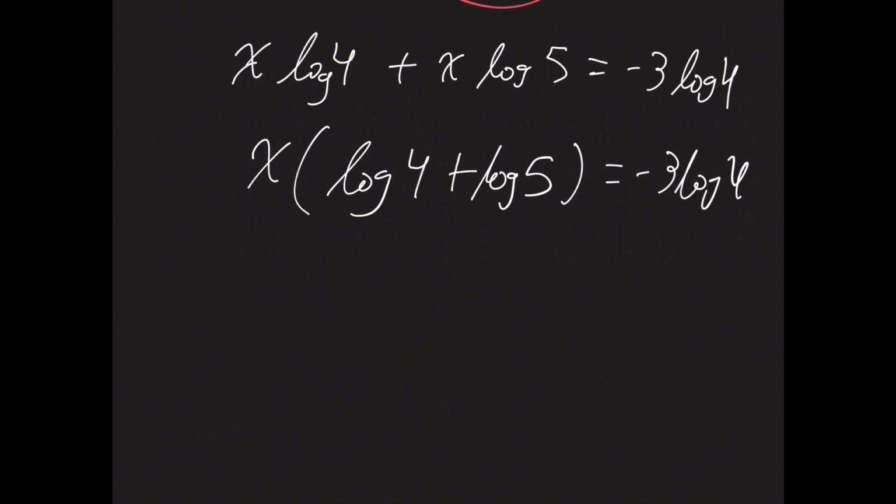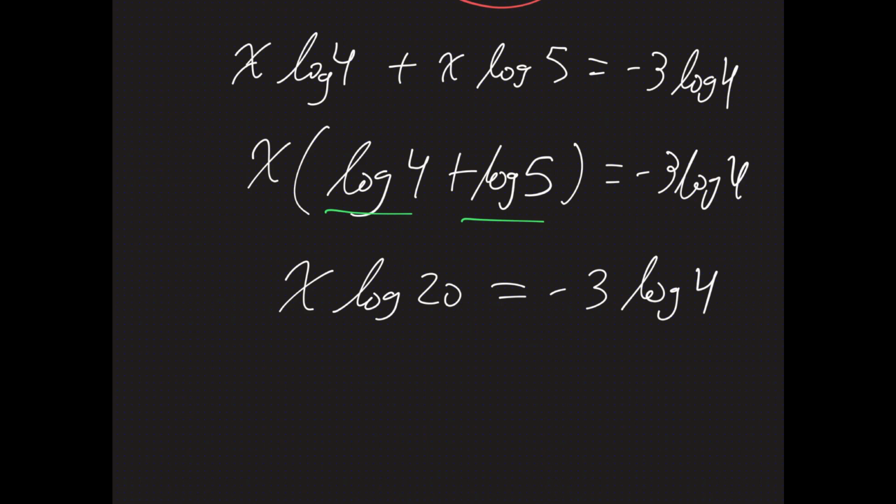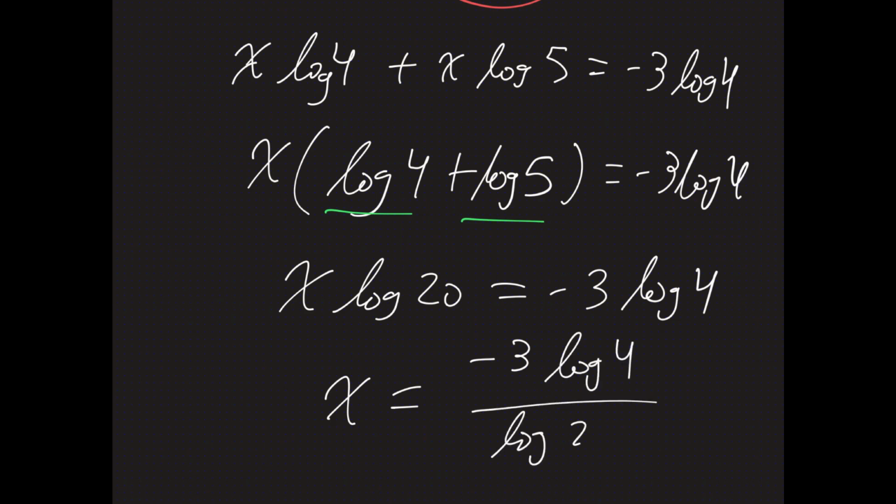Okay, so properties of logarithms. Again, I could take a step here that I don't need to do, but I'm just going to do it because it's going to simplify my equation. Because I'm adding two logarithms here, I can actually just multiply what's on the inside. So this becomes x log of 20, or 5 times 4, and that's going to equal minus 3 log of 4. And then last but not least, just divide by log of 20 on both sides. So x equals minus 3 log of 4 divided by log of 20. And there we go.